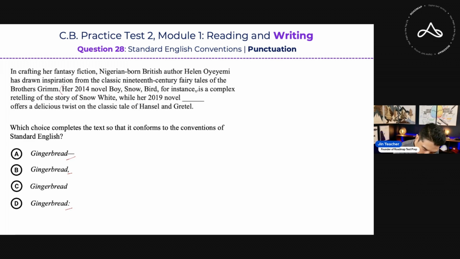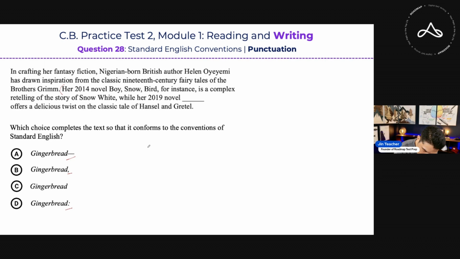Her 2014 novel, Boy, Snow, Bird, for instance, is a complex retelling of Snow White, while her 2019 novel, Gingerbread, offers a delicious twist on the classic tale of Hansel and Gretel. Okay, so first and foremost is this.